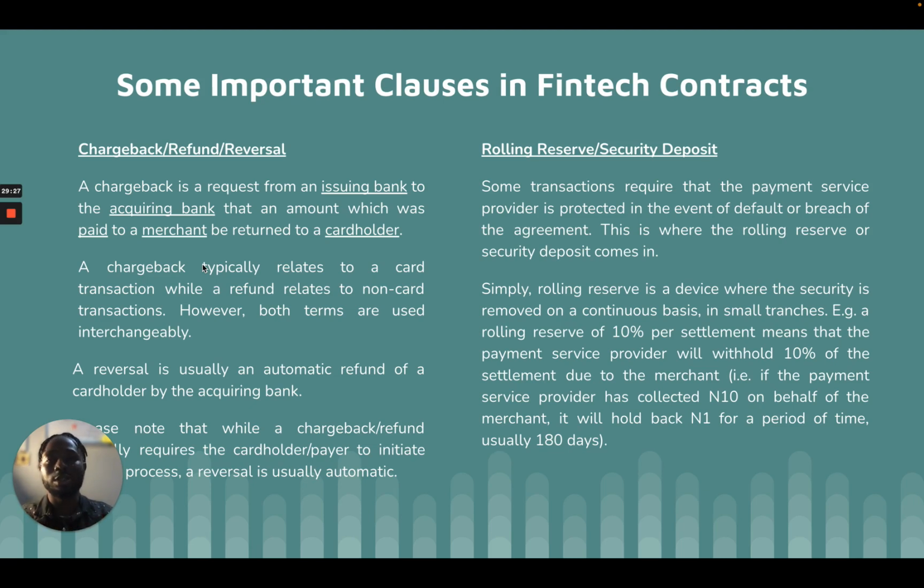the merchants, that is the supermarket where you bought the thing that you were trying to pay for, didn't receive it, or it returned, payment failed or something like that, right? And you were debited. That's the kind of dispute that we're talking about here, right? Now, a chargeback is a request from an issuing bank to the acquiring bank that an amount which was paid to a merchant be returned to the card holder.